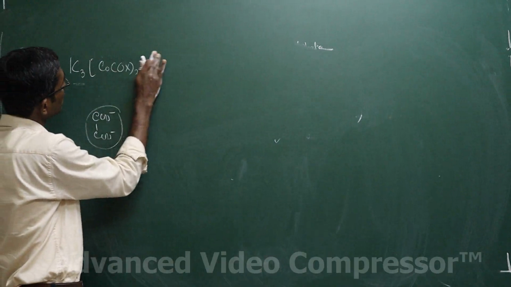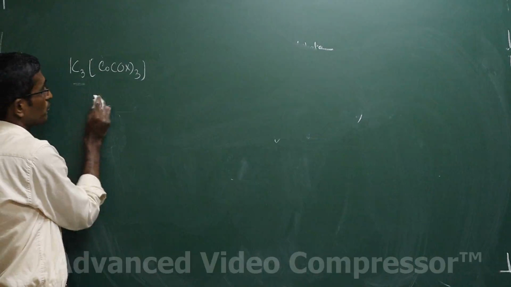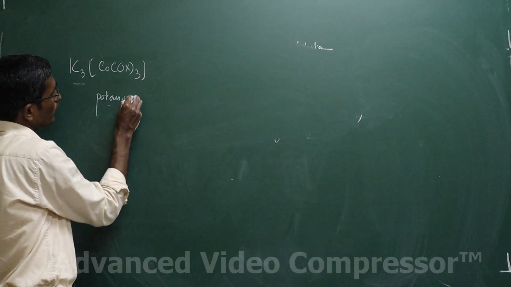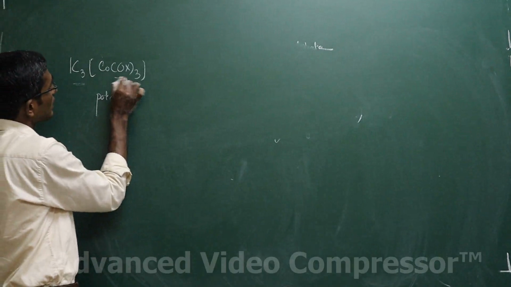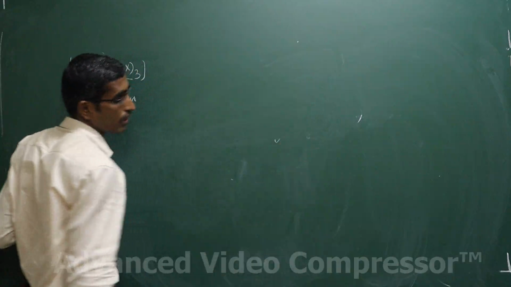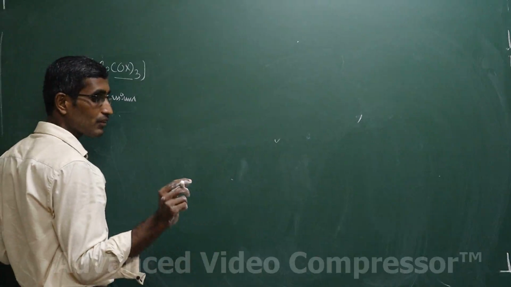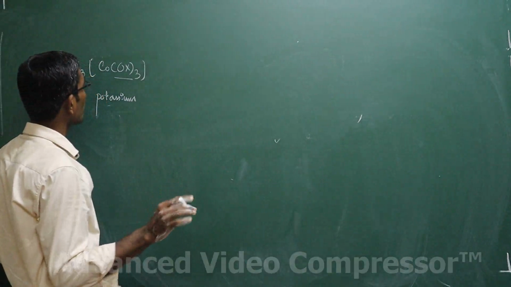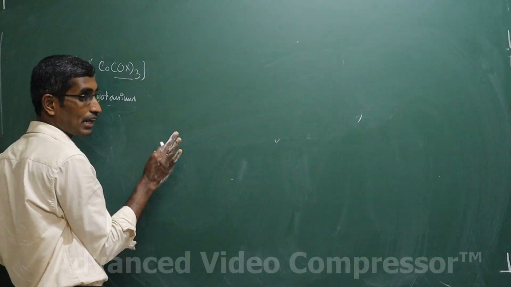So how do you name this? Someone asks you. Very simple, student. Start from this end: potassium. Then go for naming the central complex ion. In the complex ion, the ligands have to be named. How many ligands do we have? 3 bidentate ligands are there, but they don't need di, tri and so on, so we don't have to use bis, tris. There are 3 oxalate ions.